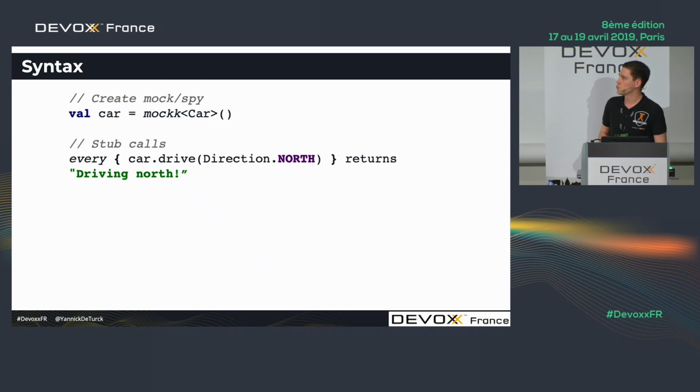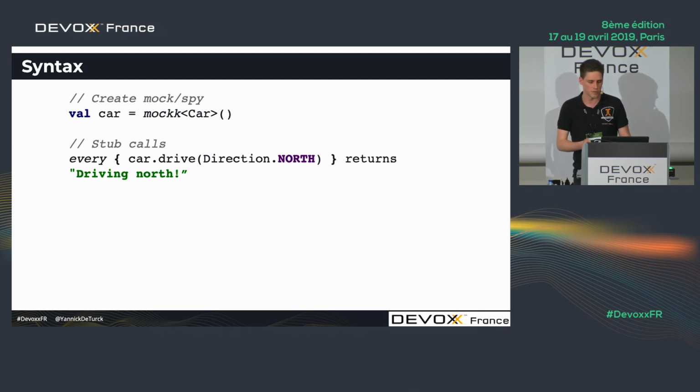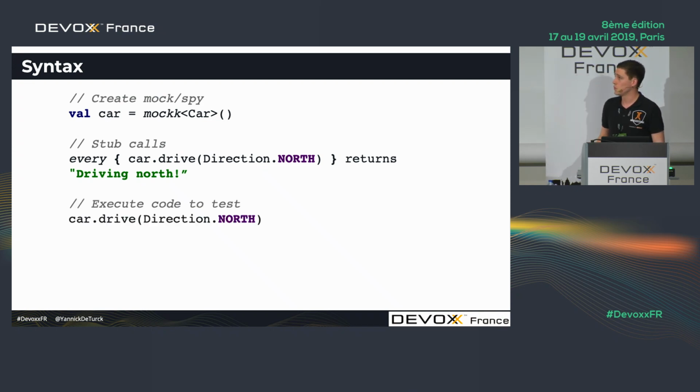And then we have to stub our calls. And you see that it somewhat reads like a sentence. Every car.drive with in the direction north call should return this string. So that's the same thing that we have with the Mockito when statement. Then you execute the code that you want to test. So we let our car drive in this direction.